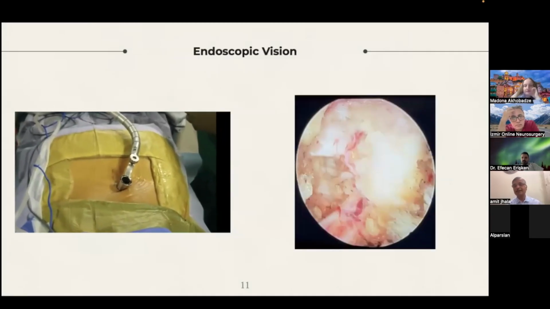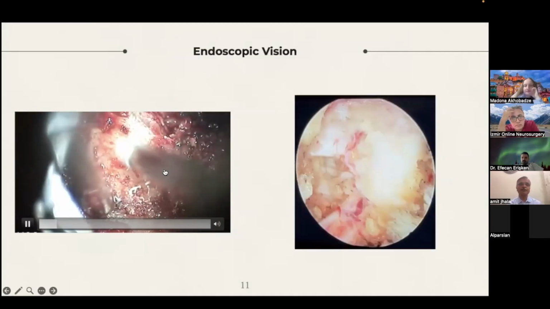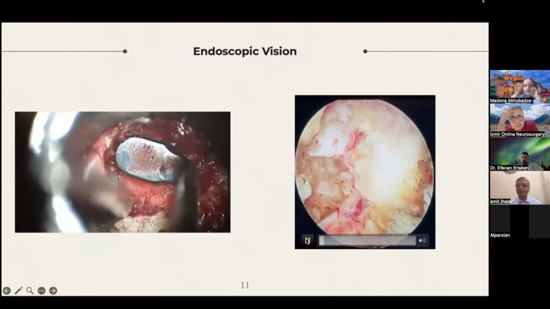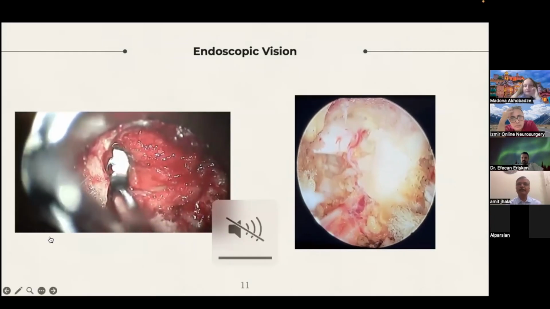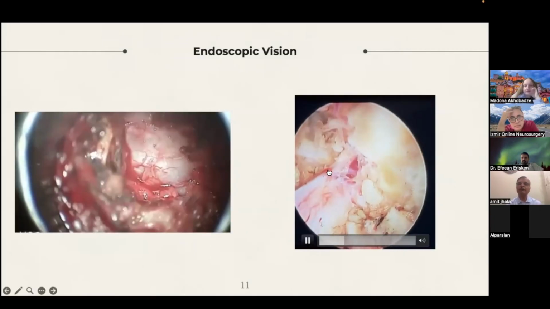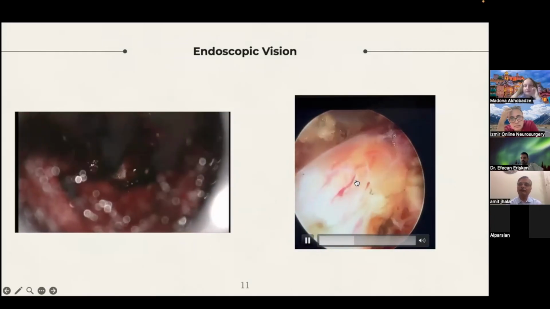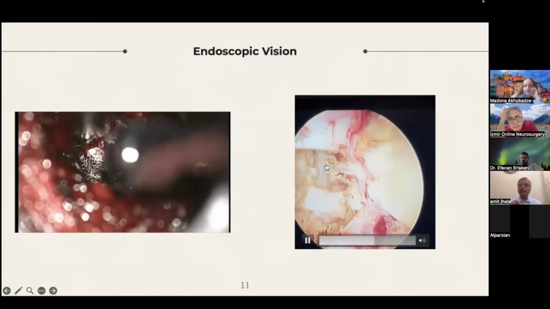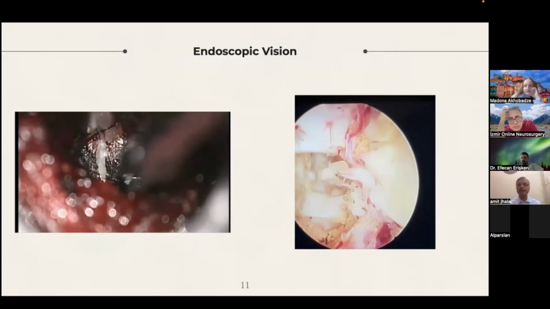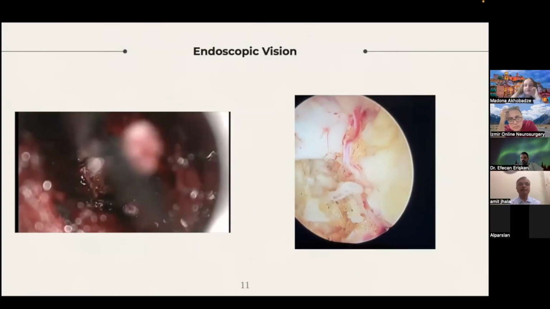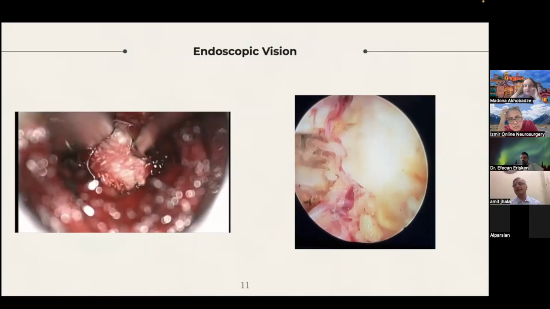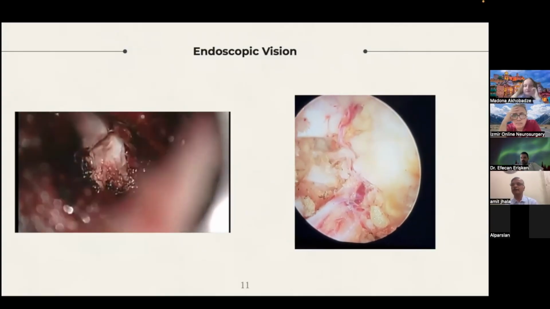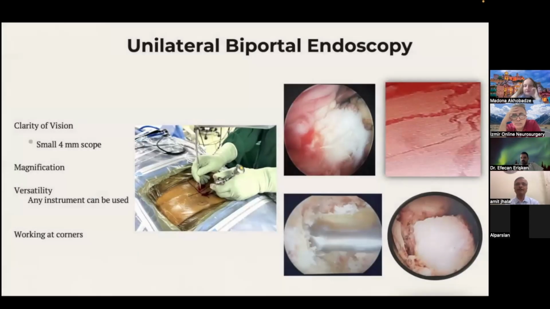And the biggest advantage of endoscopy, and this is just to compare, this is the microscopic picture, and this is an endoscopic view. Because of the irrigation that we have, and because of the endoscope, you can have a good amount of magnification. There is a lot of clarity in the picture that we can get with an endoscope. And therefore, the world has moved from microscope to endoscope, and we are using a lot of endoscopic techniques.